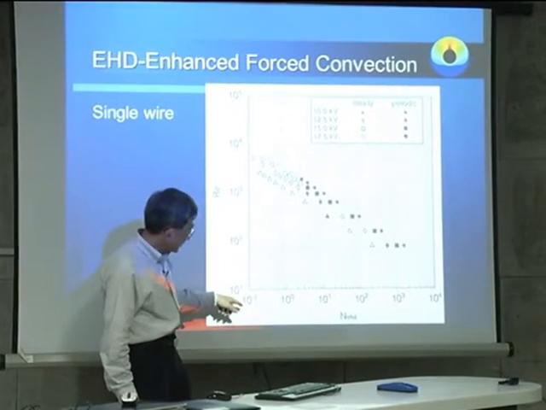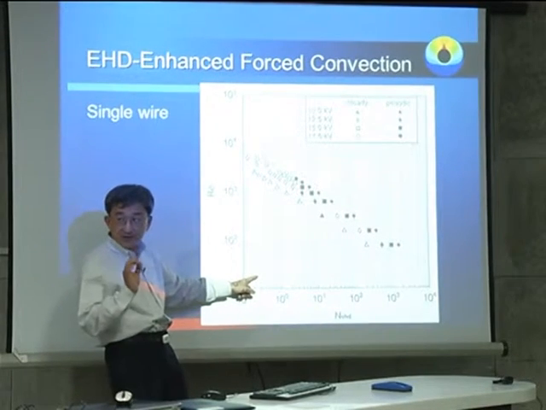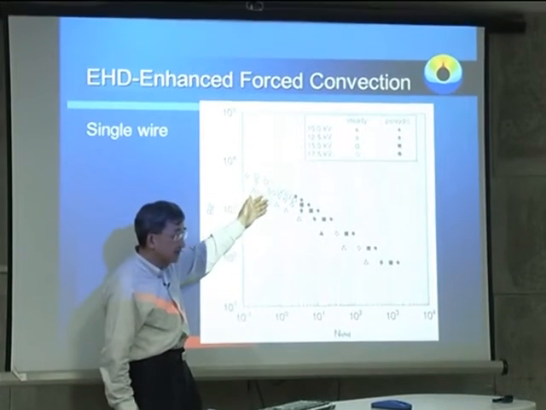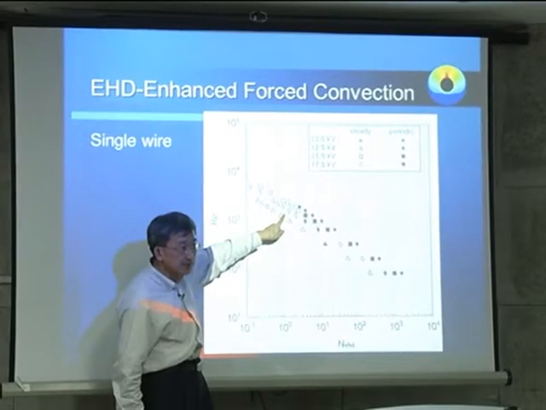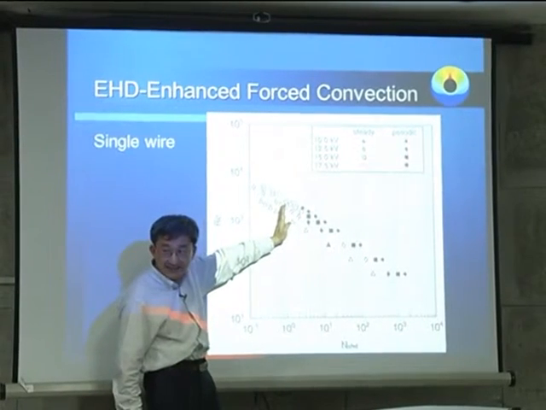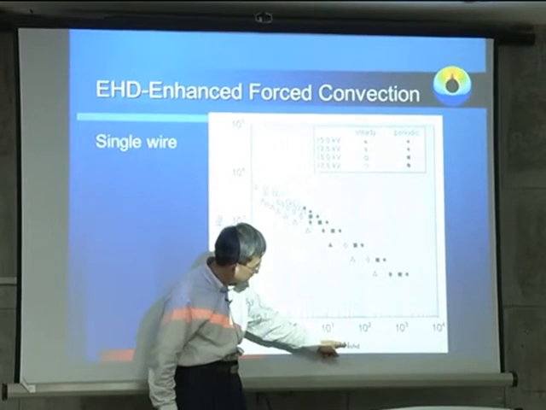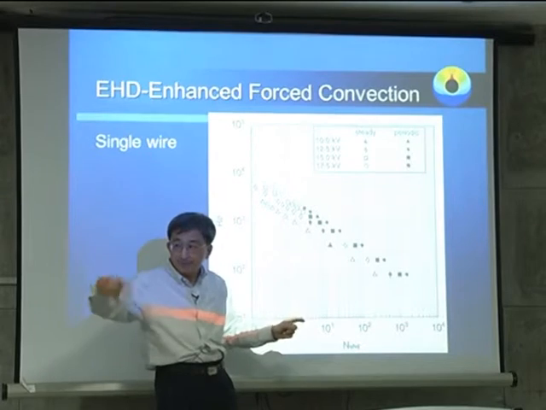So low EHD means the electrical field is very small, so it's mainly dominated by inertial force. Since inertial force dominates, you can see these are all open symbols. So the flow is stable, steady. And then with the increase of this EHD number, the flow will become oscillatory.